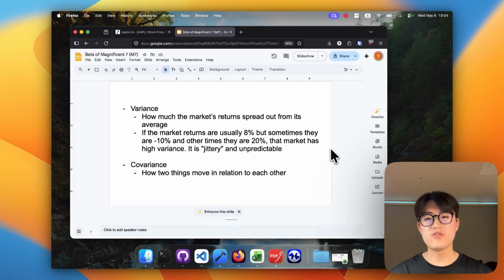So what are variance and covariance? Variance is how much the market's returns spread out from its average. A simple example: if the market returns are usually 8%, but sometimes they're minus 10% and other times they're 20%, that market has high variance, which means it is jittery and unpredictable. And covariance is simply how two things move in relation to each other.